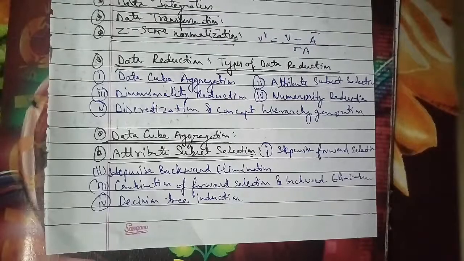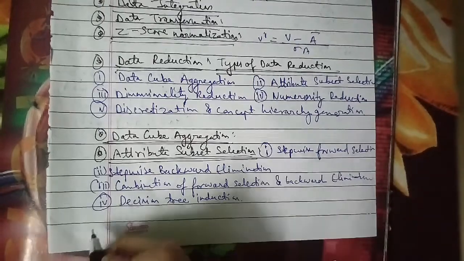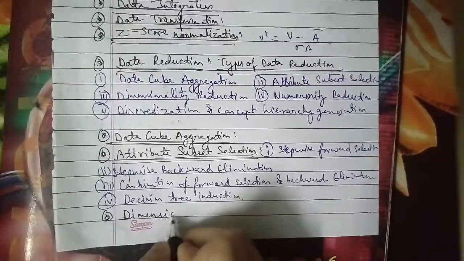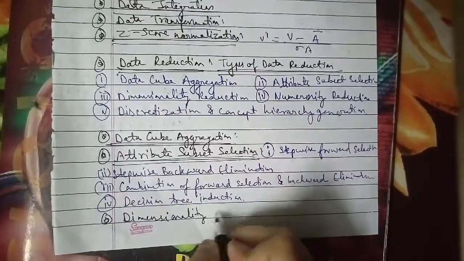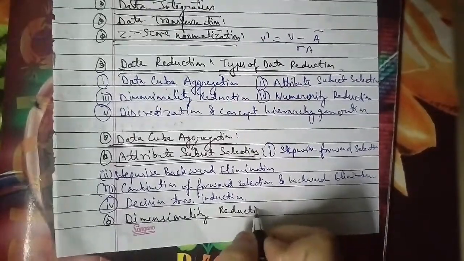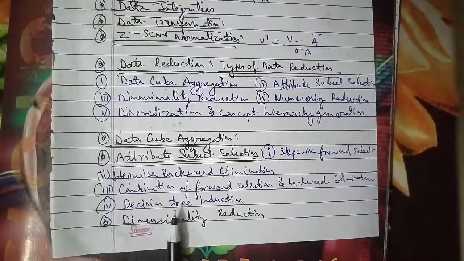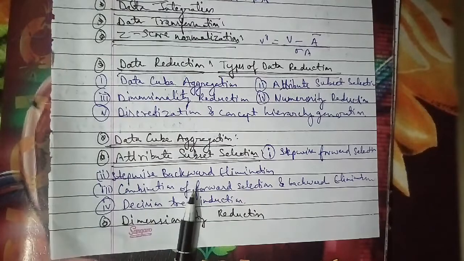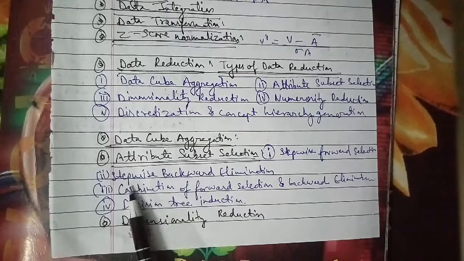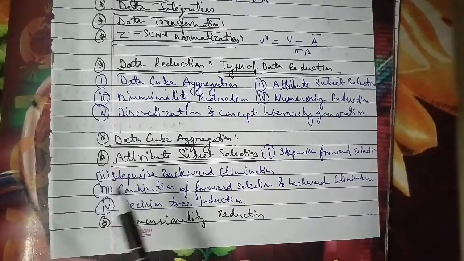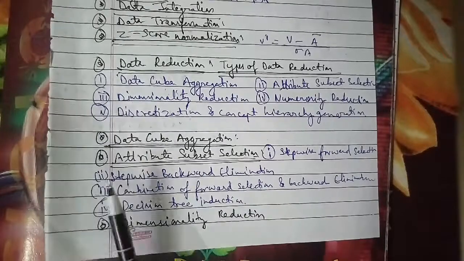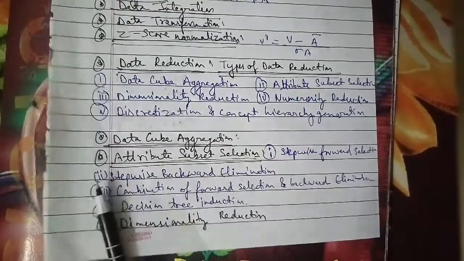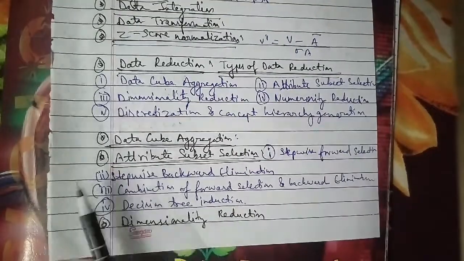Now we'll discuss dimensionality reduction. This is another question: write a short note on dimensionality reduction, which is of 5 marks. In this process, data encoding or transformation is applied to obtain a reduced representation of the original data, and if the original data can be reconstructed from the compressed data without any loss of information, the data reduction is called lossless.